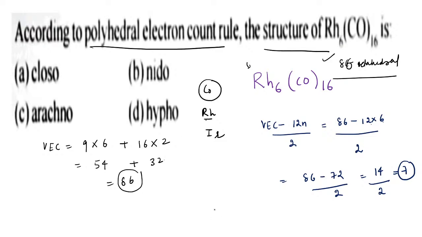So how can you write this 7? We have 6 metals. Basically this is the formula, where n represents the number of metals, and you have to find this value.